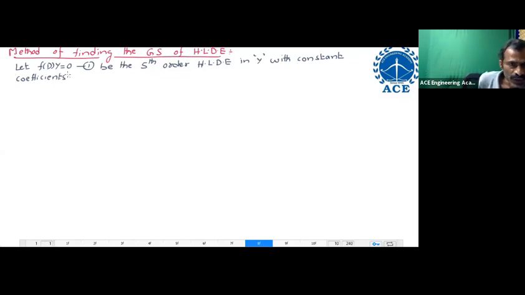In the higher order, we have only linear, but for linear, we have two types of coefficients equation. One is constant coefficients, other one is variable coefficients. So let us start with the first, constant coefficients.